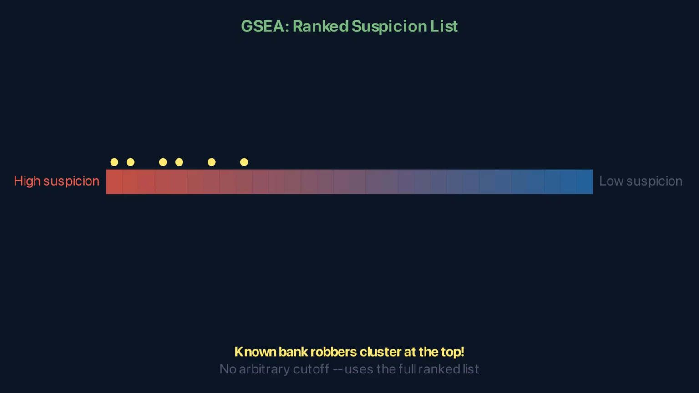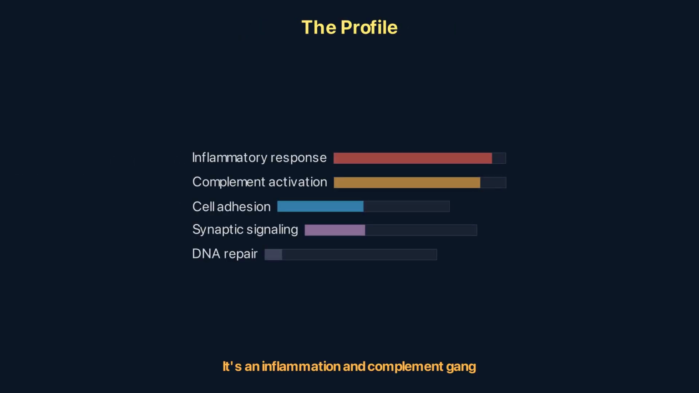GSEA doesn't need a hard cutoff. It works with the full ranked list. The output: a ranked list of biological categories. Inflammatory response, highly enriched. Complement activation, highly enriched. Cell adhesion, moderately enriched. DNA repair, not enriched.